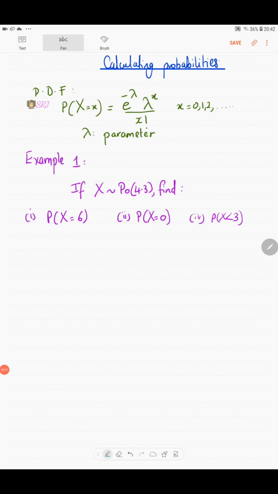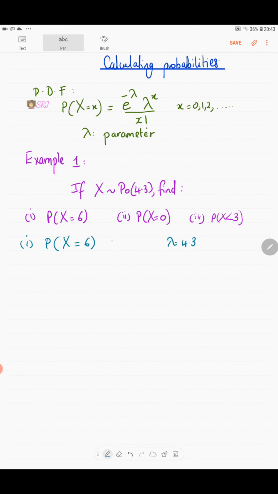Now let's take a first example. If X follows a Poisson distribution with parameter 4.3, find probability capital X is equal to 6, probability X is equal to 0, and probability X is less than 3. Let's take one by one. So the first one is to find the probability X is equal to 6. And we know that lambda is 4.3. So we replace small x by 6 and lambda by 4.3 in the above PDF.